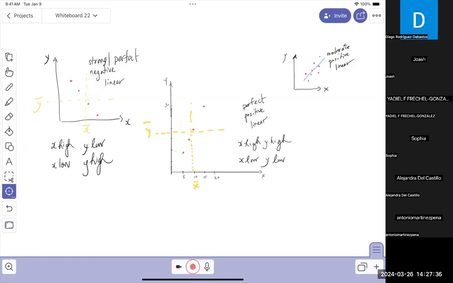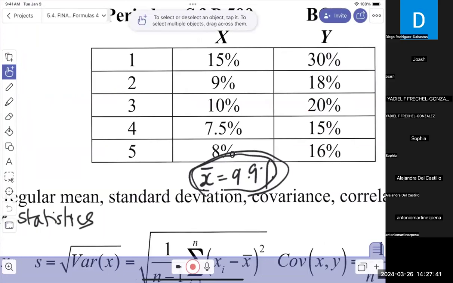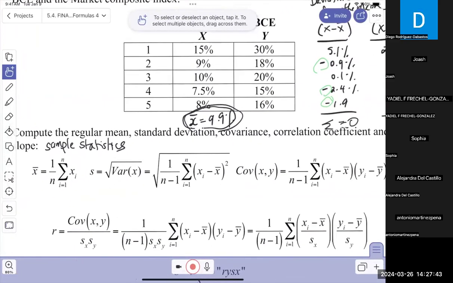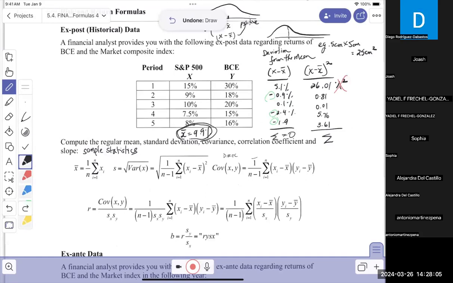Let's look back. Before I continue, I'm going to go back to the formulas and talk about this covariance. The covariance is a measure. It's not just a graph, because I showed you graphically. Let's get a number. Let's get a measure of direction. That's what the covariance will give us. It will give us the direction of the relationship.